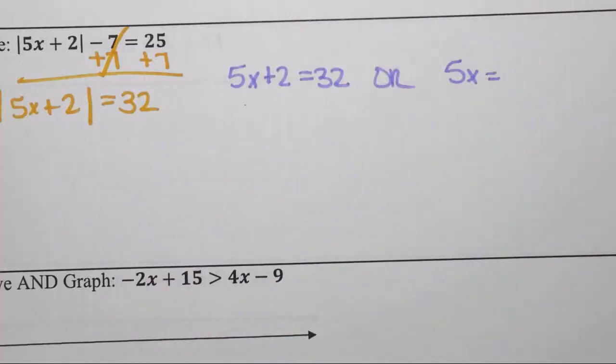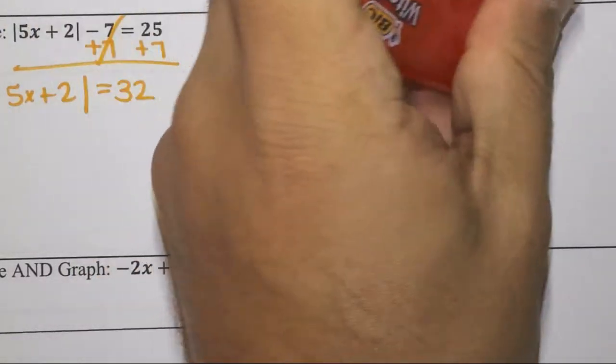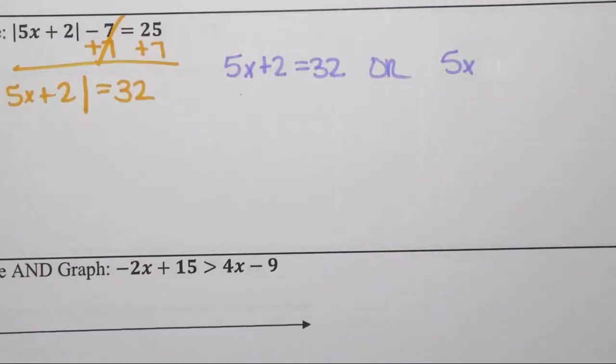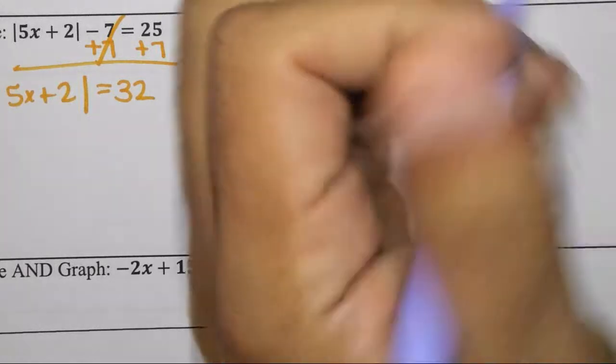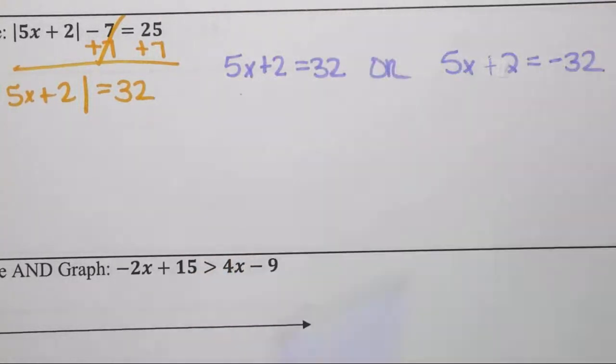I messed up on it. Trying to find my whiteout. 5x plus 2 equals a negative 32.